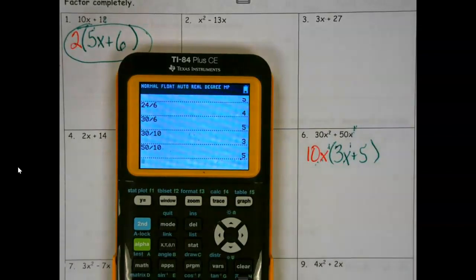The other thing I'll tell people is, if you're not sure and you get to an answer at the end, try to distribute and see if you get it back. 10 times 3 is 30, cool. 1 plus 1 is 2, good. 10 times 5 is 50, okay. There I have x to the first, and I already have x to the first there, I'm good.